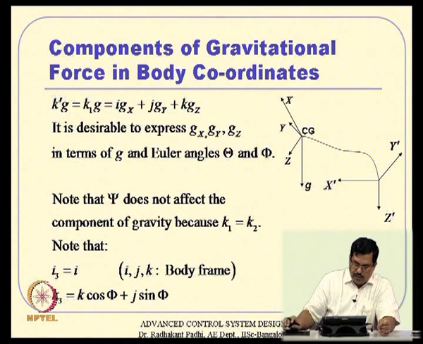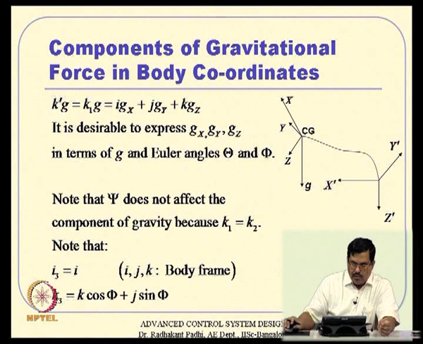So, what you see here, your I3 is again I. Okay, that is ultimately your body axis, that is the final rotation. And then k3 is equal to this k times cos phi plus j times sin phi. Okay. So, and k2 is the other one.